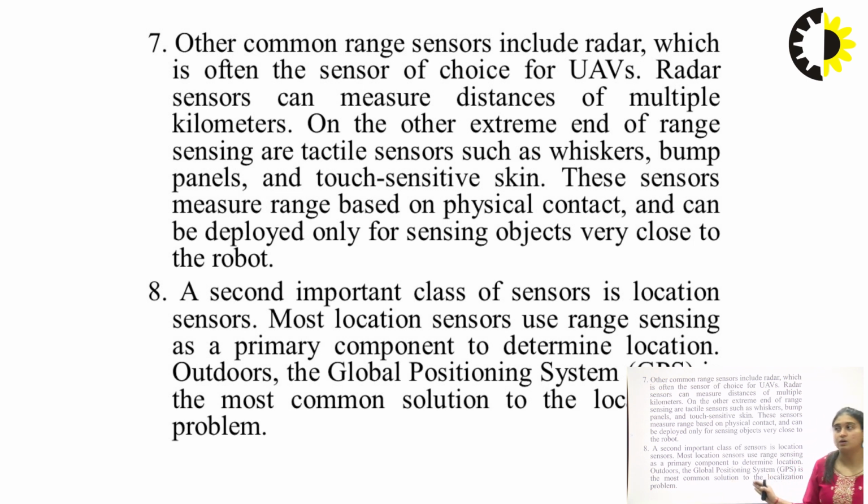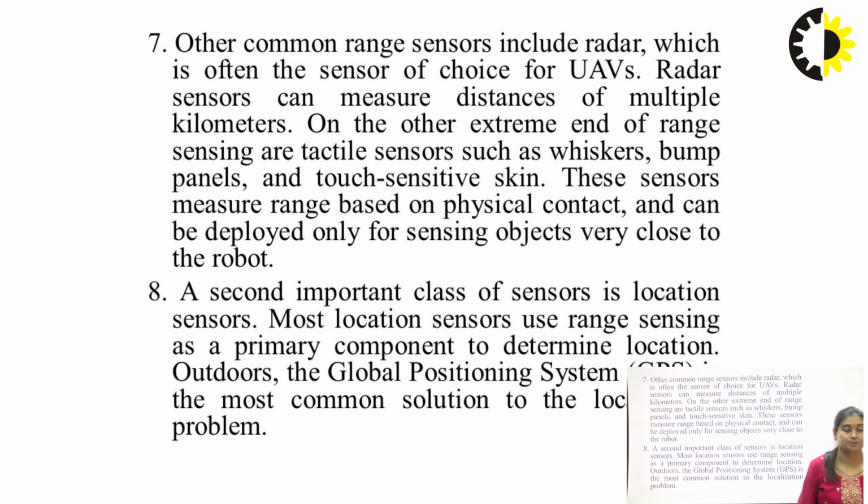So if you are asked a question on sensors or to write a short note on sensors, then you can just list these points. Here, radar sensors can measure the distance of multiple kilometers, and on the other extreme end of range sensing are the tactile sensors. What are the tactile sensors? For example, whiskers, bump panels, and touch sensitive skin. These sensors measure the range based on physical contact and can be deployed only for sensing objects very close to the robot.